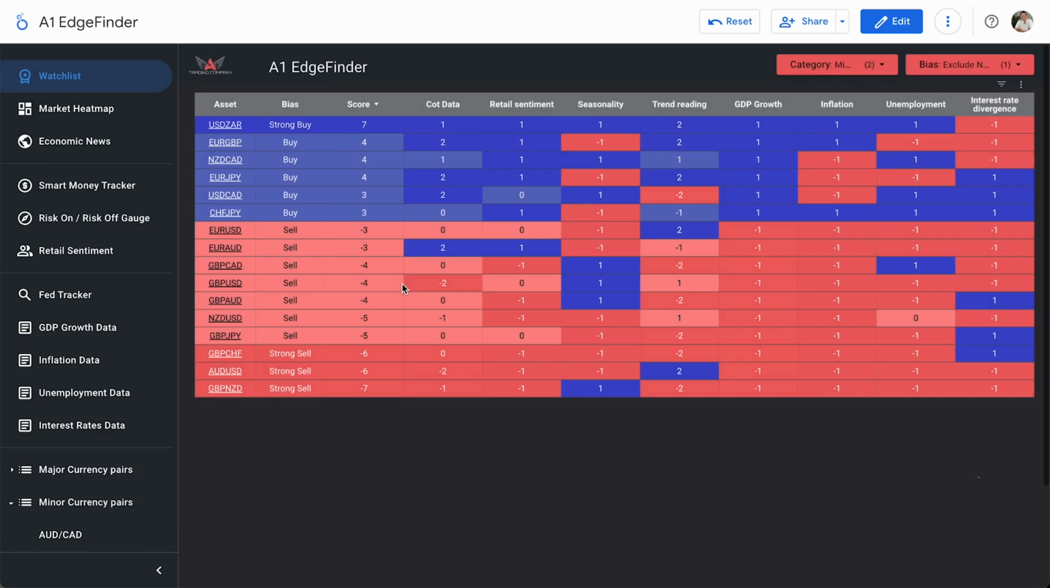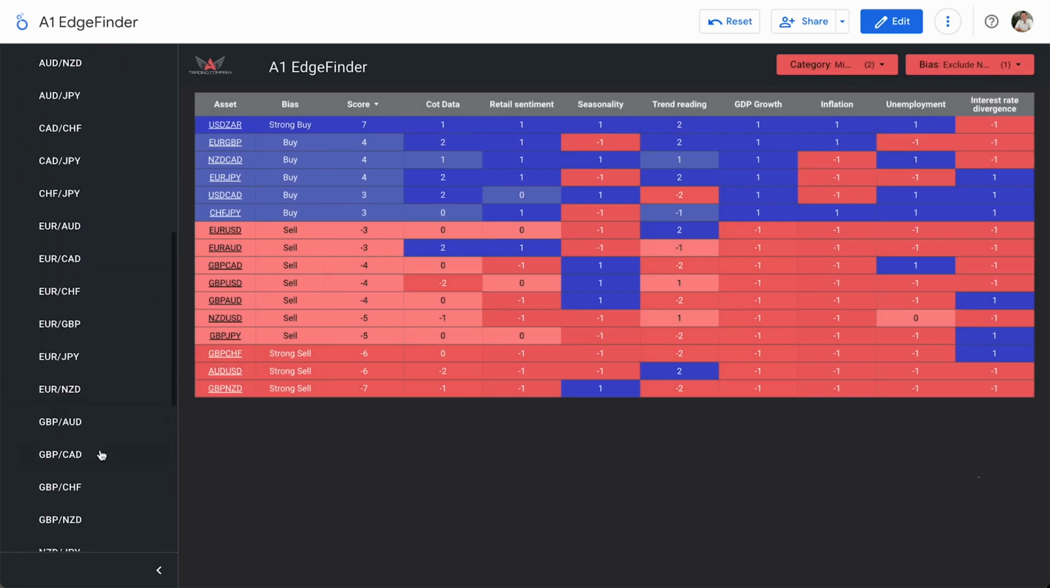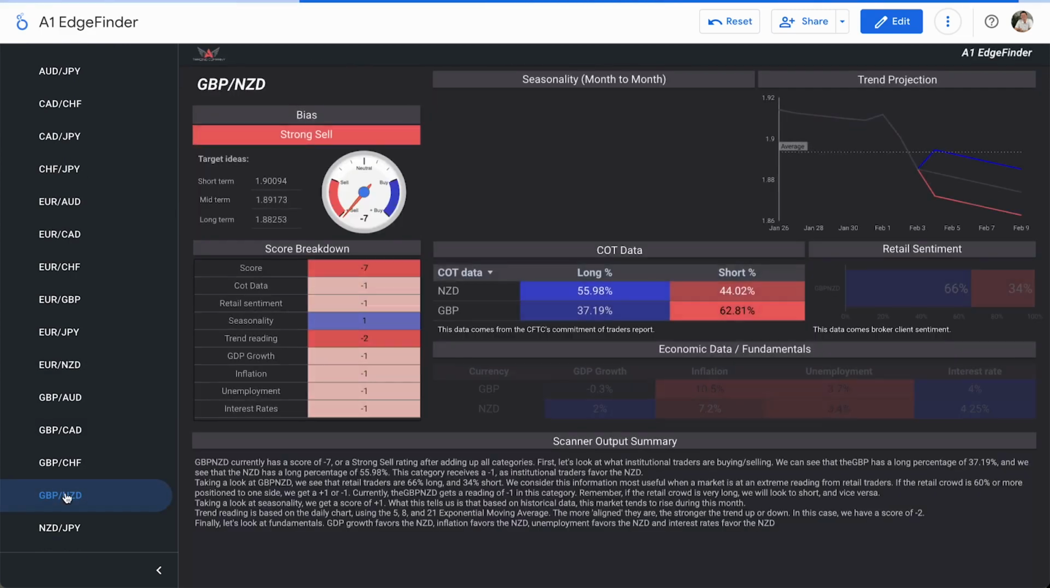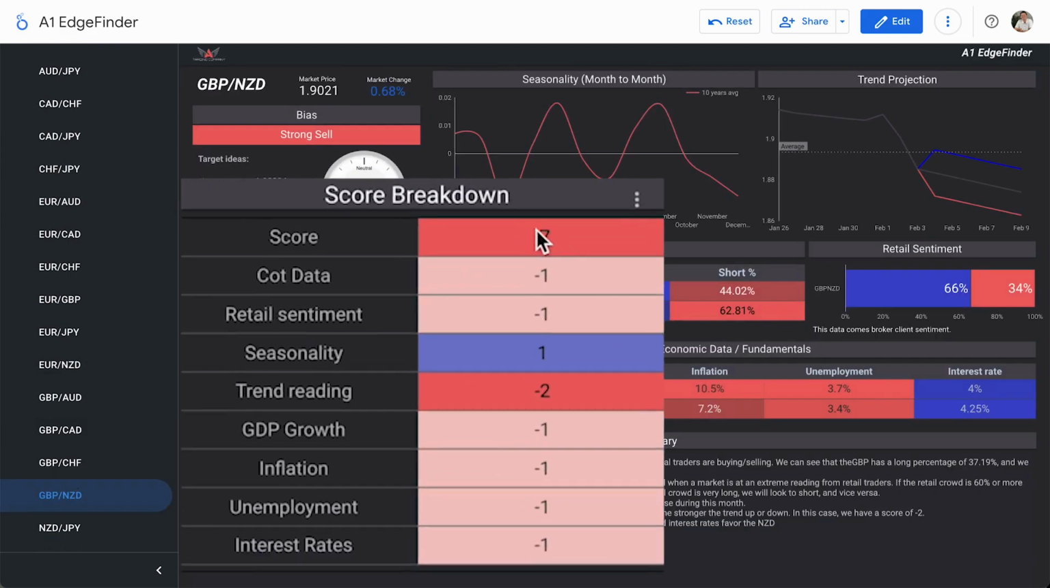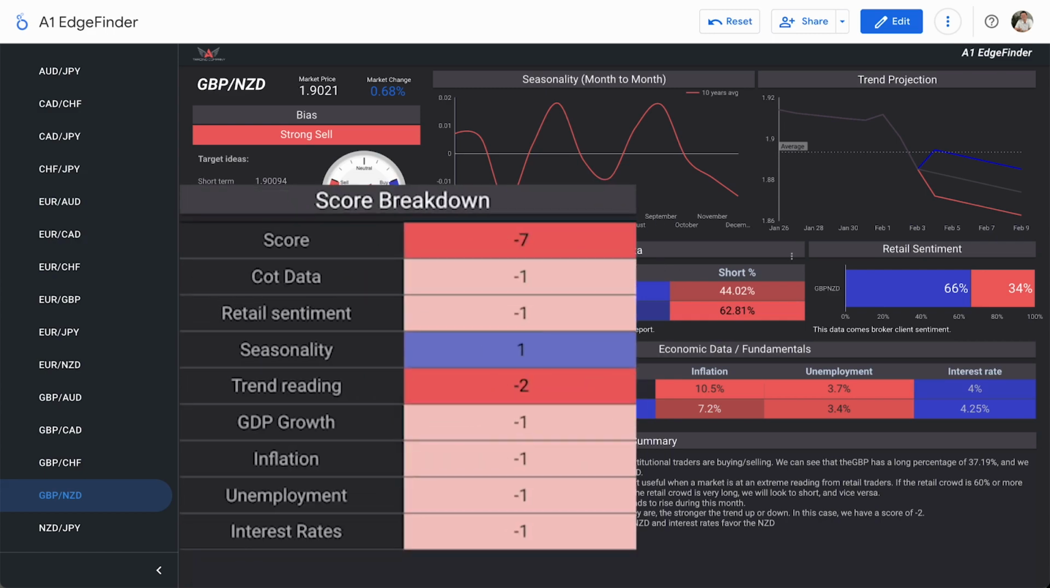Let's check out GBP NZD, our other pair we were going to take a look at. Strong sell, score of -7. COT data also a score of -1, as well as retail sentiment, a score of -1 here. Let's take a look at those numbers. So the pound currently favored short, 62.81% short, 37.19% long, and the New Zealand dollar 55.98% long, 44.02% short. So same thing here that we were having with USD ZAR.